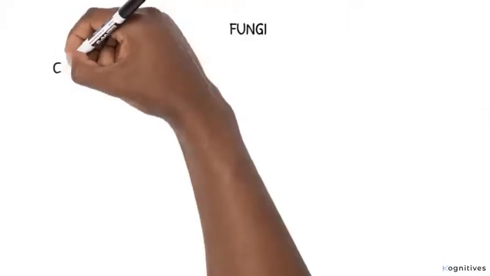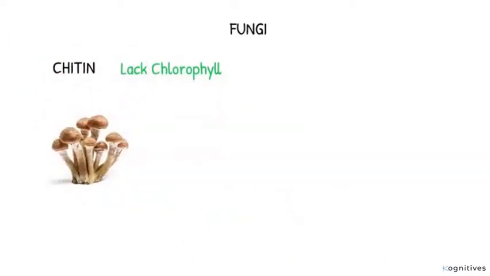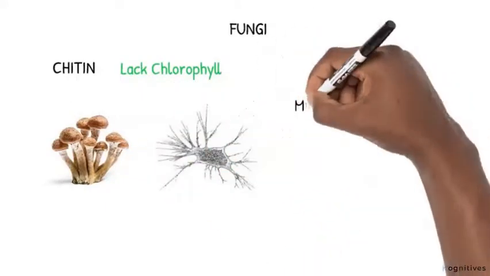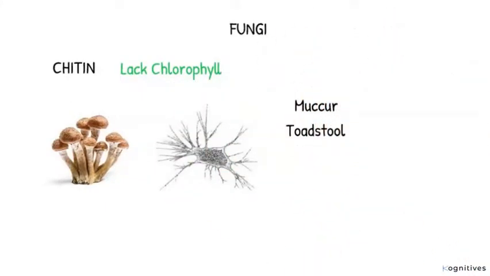Another kingdom is the kingdom Fungi. Kingdom Fungi contains organisms that have cell walls made up of chitin. These organisms lack chlorophyll, hence they cannot manufacture food. Kingdom Fungi contains organisms which usually live as parasites or saprophytes. Examples of fungi are the mushroom, which is multicellular, the rhizopus, the mucor, the toadstool, and others.